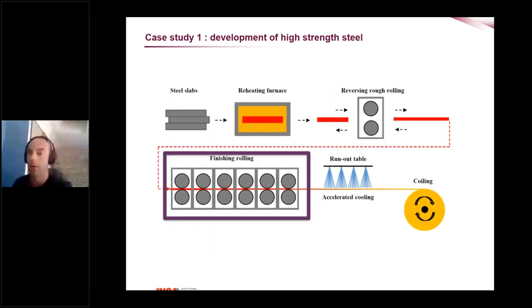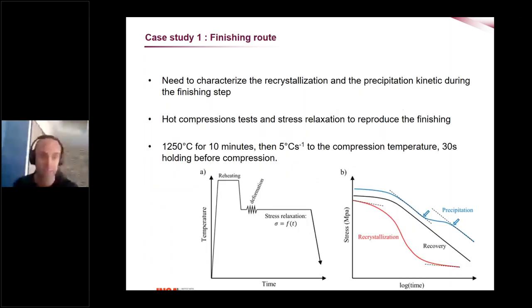So let's go now to the finishing rolling. The idea with the Gleeble was to be able to characterize the recrystallization and precipitation kinetics during these finishing steps in order to get the right mechanical properties. For doing that, we did some hot compressions and then stress relaxation tests to reproduce the finishing. First we did the reheating that we just designed, 1250 degrees for 10 minutes. Then we decreased the temperature to the compression temperature. We did the compression with a 30 second strain, and then we are doing just stress relaxation.